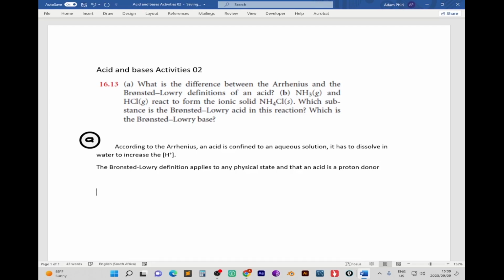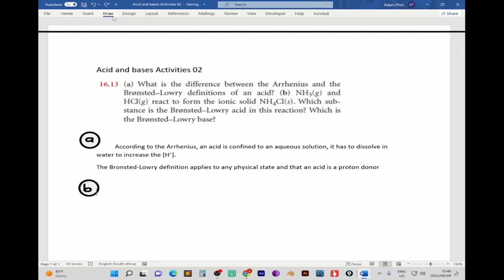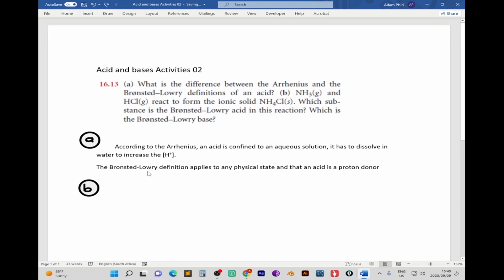Now Bronsted-Lowry added to that, saying an acid applies to any physical state and that an acid is a proton donor. That means it can participate in air, between solid and solid, aqueous and aqueous, something like that. So that's more relevant. Then let us look at the Bronsted-Lowry acid as a proton donor.